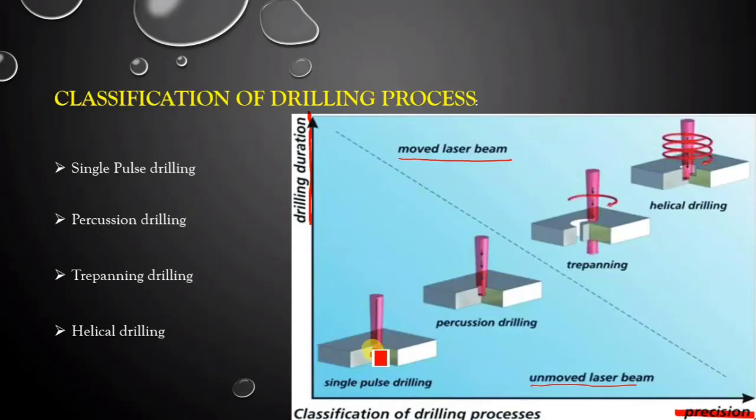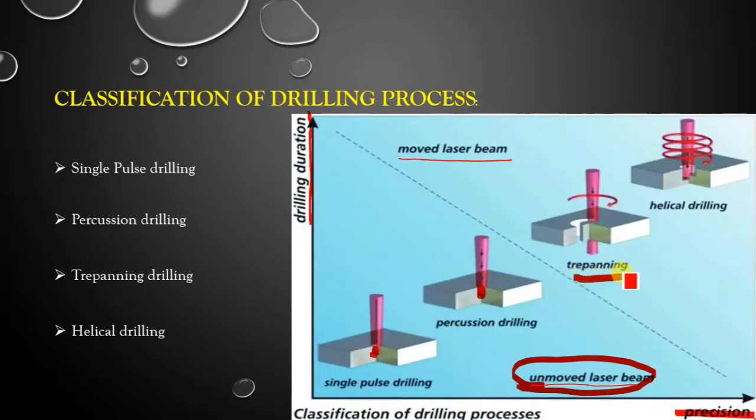First, single pulse drilling. In single pulse drilling, precision is low, but the time duration to drill a workpiece is also low. And then percussion drilling. In that, precision is slightly increased compared to single pulse drilling, and the duration also increases. These 2 techniques are based on an unmoved laser beam. That means the laser beam incident on a workpiece is fixed.